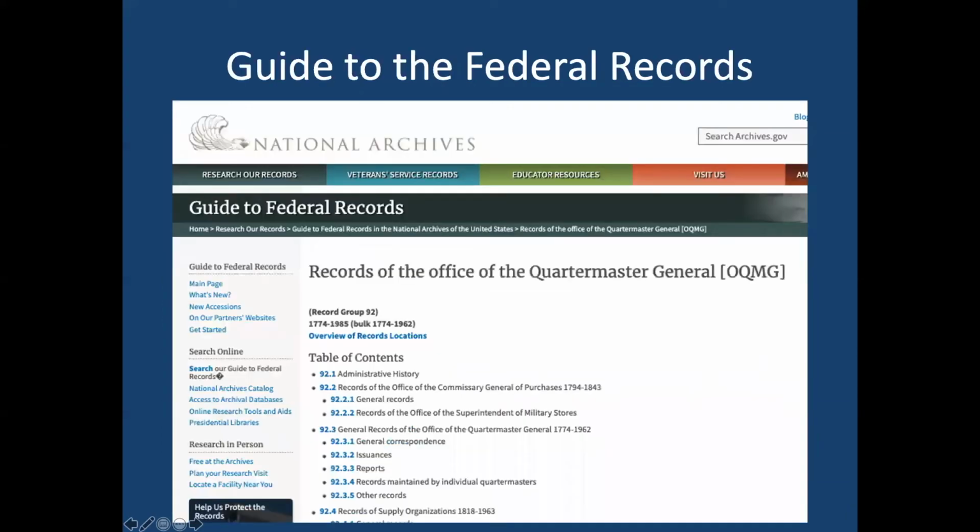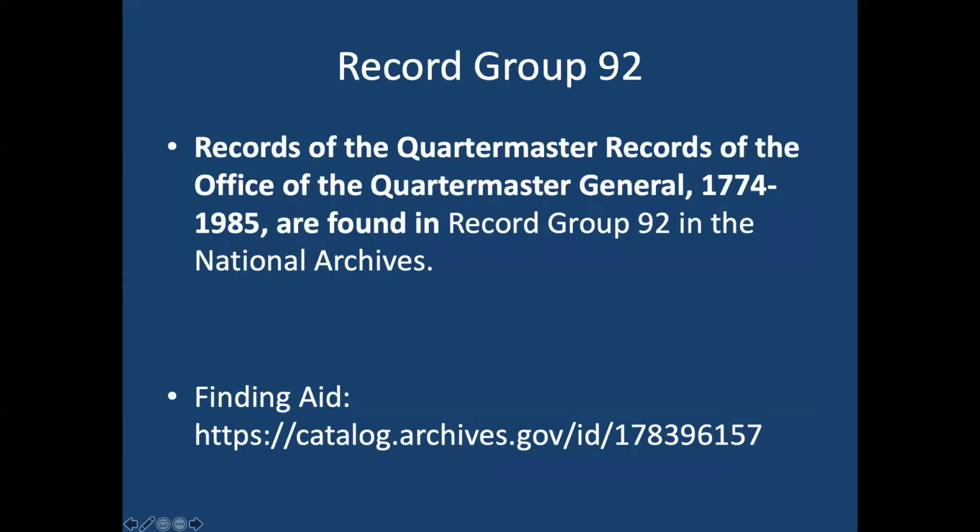The other thing I'm going to do is go to the Guide to the Federal Records, which is available just like the microfilm catalog is, and I'm going to look for records of the Office of the Quartermaster General. And this is where I know that this is Record Group 92. We'll wander through this together for a little bit. As I've said, these are Record Group 92, records of the Office of the Quartermaster General, 1774 to 1985. So this is a big deal.